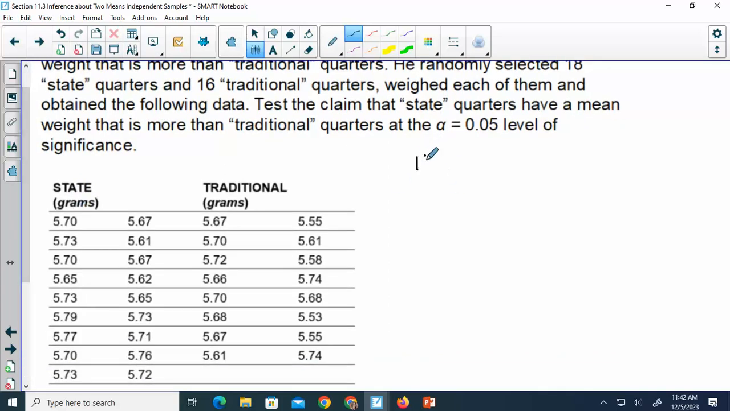So what is my null hypothesis here? Okay, mean of the first equals mean of the second. We are going to treat the state as the first group and the traditional as our second group here. Then the alternative. We want to see if the state has a mean that is more. So what would my alternative be? Mean of the first is greater than mean of the second.